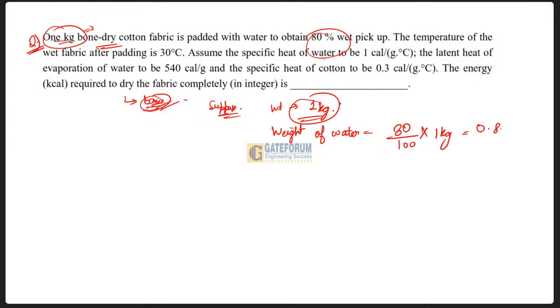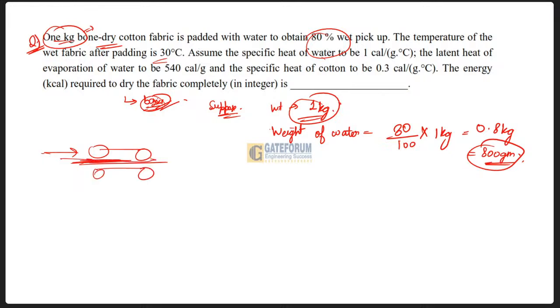So it is 0.8 kg, or 800 gram of water is present. I think this must be clear. And now what we have to do? This is padded. The temperature of the wet fabric after the padding is what process? You pass the fabric onto these rollers so that it absorbs the water, and after that you take it out.